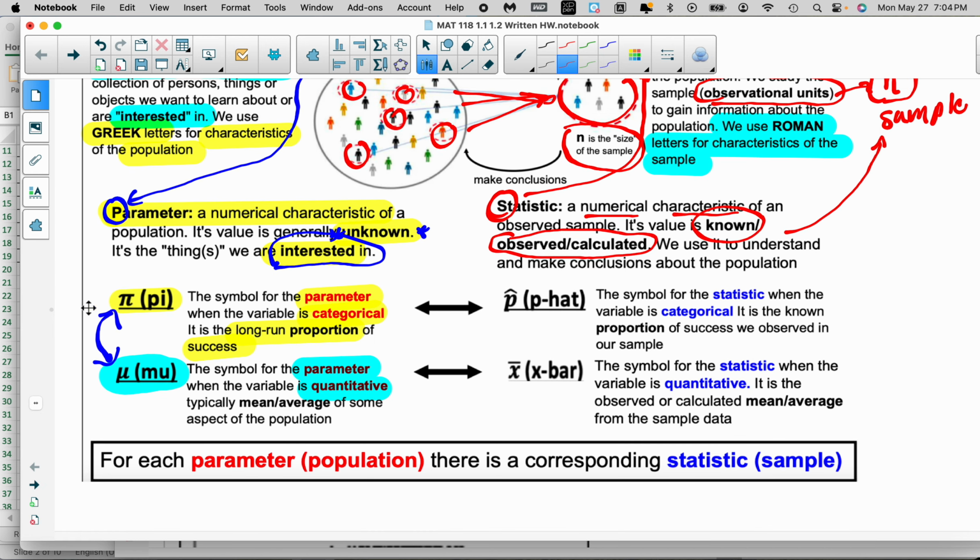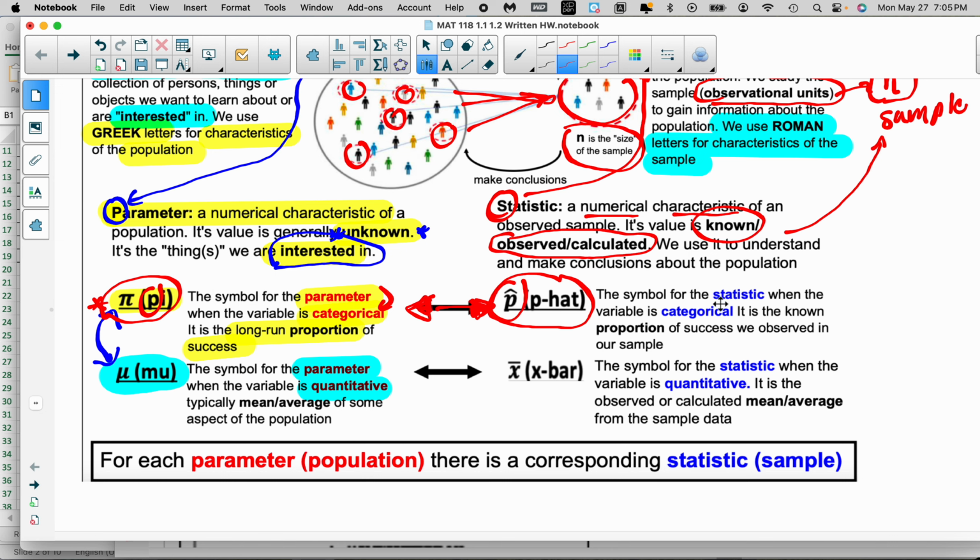So we talked about when we had our population, pi is the symbol when we're talking about categorical data. So if we're interested in some sort of categorical data in the population, we're going to take a sample and look at that same categorical data in the sample. So when we're talking about a sample, we're talking about p hat. P hat always goes with pi. They both start with p.